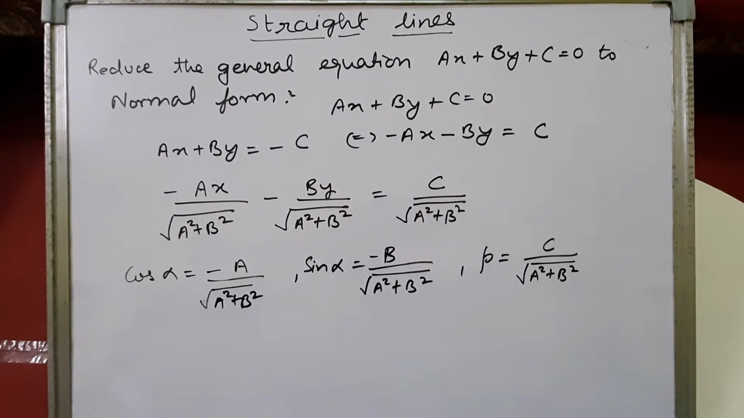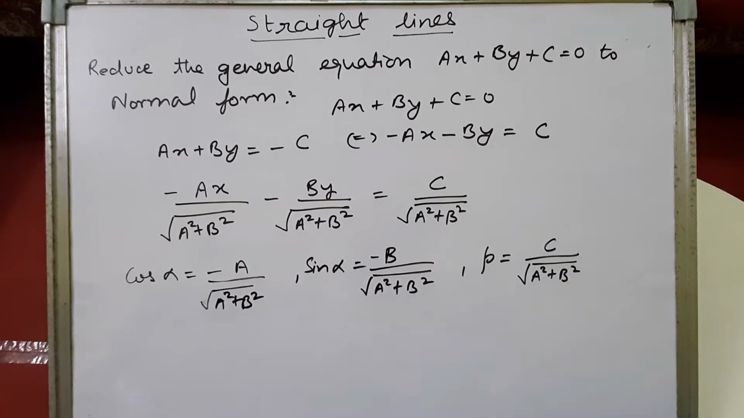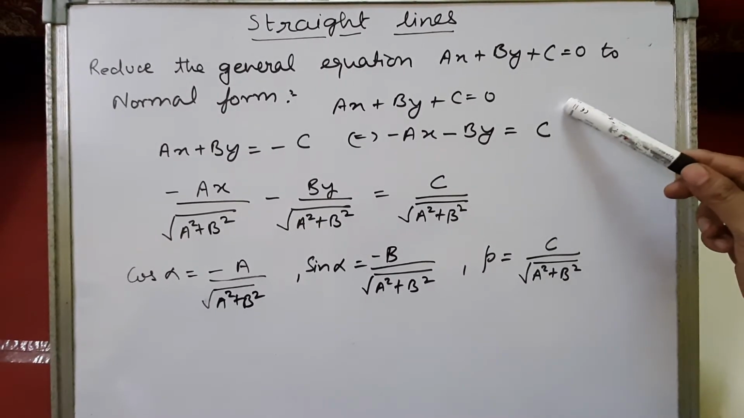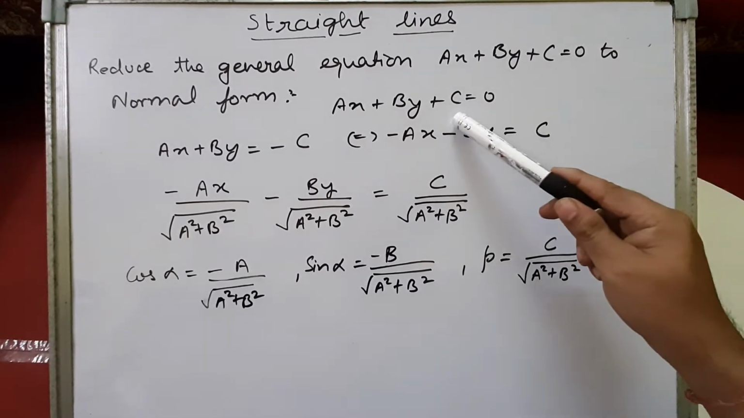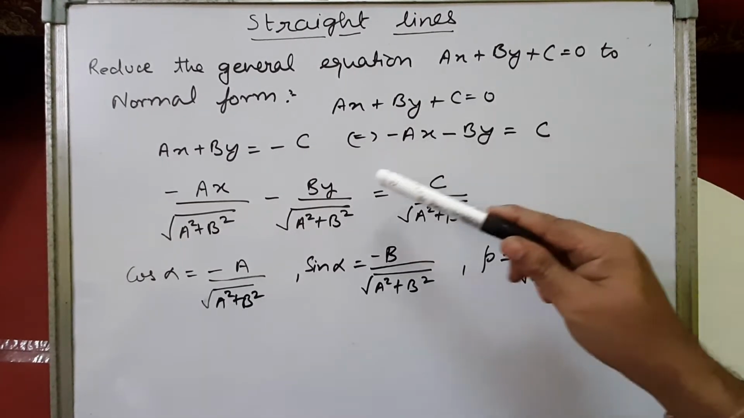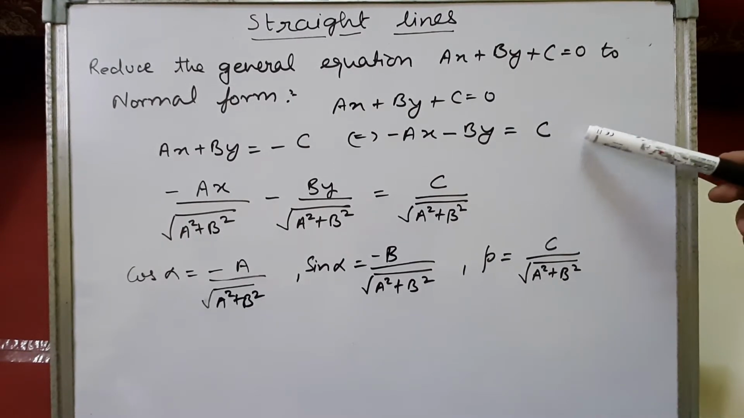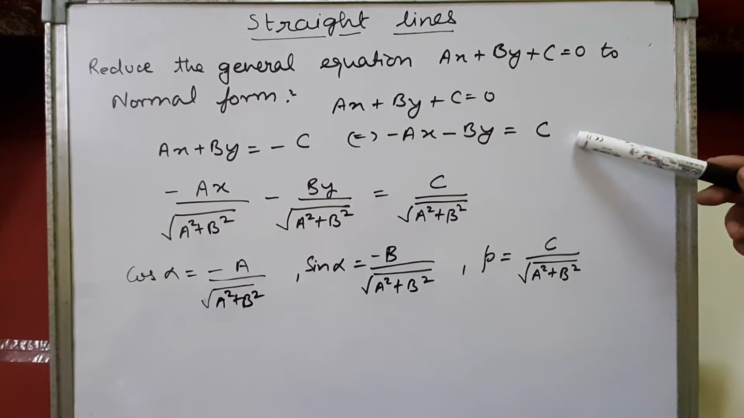Next we'll be reducing the general equation of a straight line, ax plus by plus c equals 0, to normal form. Suppose the equation is given as ax plus by plus c equals 0. First we'll transfer c to that side, so it will become ax plus by equals minus c. Second step, we'll make c positive. So we'll multiply both the sides by minus, and it will become minus ax minus by equals plus c.